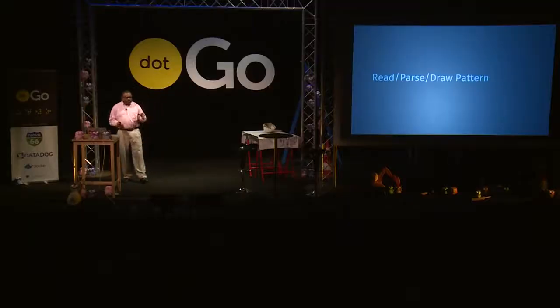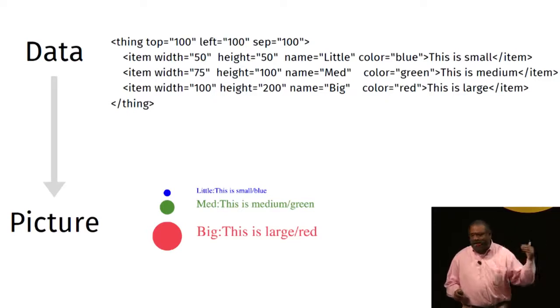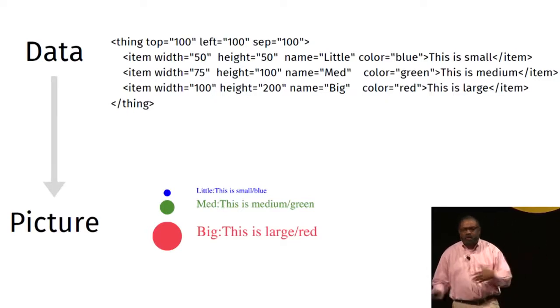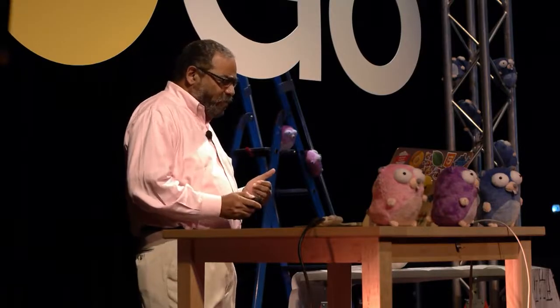I want to talk about something that I discovered when I was creating clients for SVG Go, and that's what I call the read, parse, draw pattern. And Go really makes this wonderful to be able to do this. It's all about, as we said before, turning data into a picture. And the data can come from anywhere. Your files, the network, somebody's API, but you need to be able to visualize things.